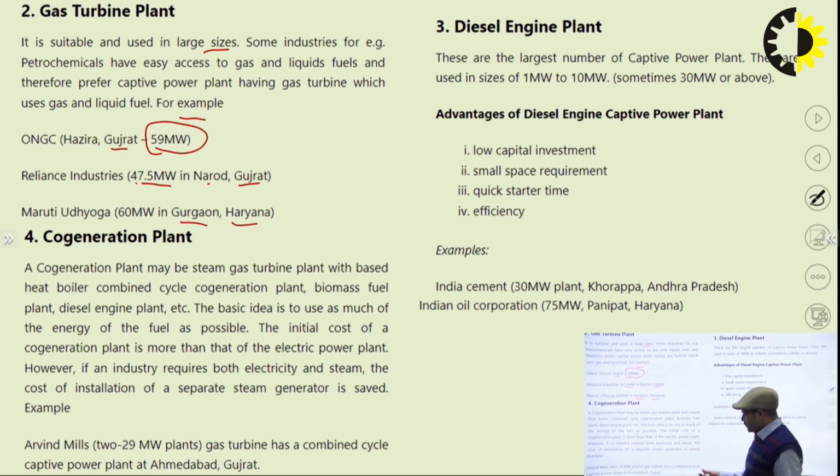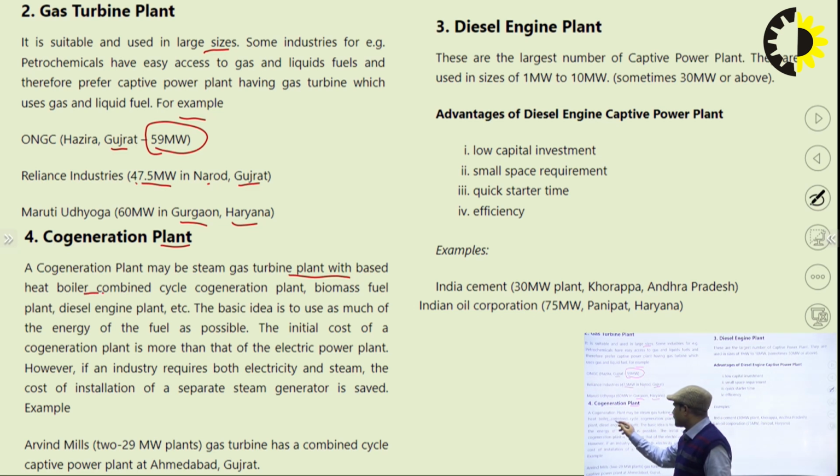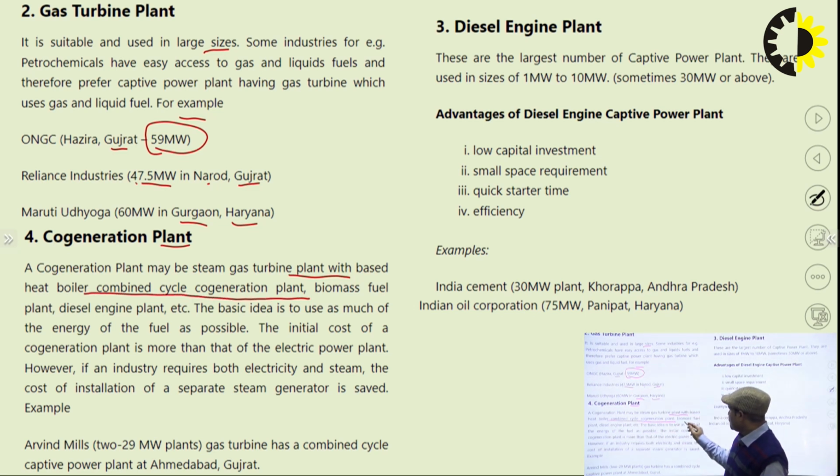Cogeneration power plant. A cogeneration plant may be a steam gas turbine plant with a waste heat boiler, combined cycle cogeneration plant, biomass fuel plant, diesel engine plant, etc. So basically in cogeneration, two different types of technologies are mixed, so that whatever heat is wasted in the steam power plant can be utilized for generation with the help of some other type of technology. So that is known as a cogeneration power plant.